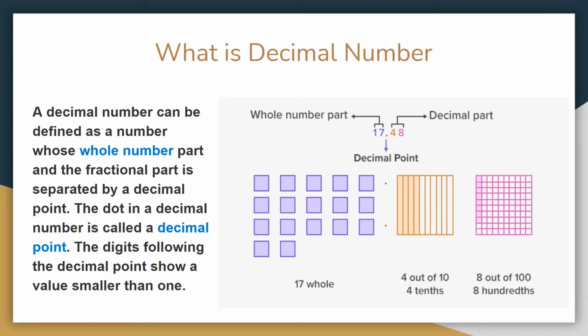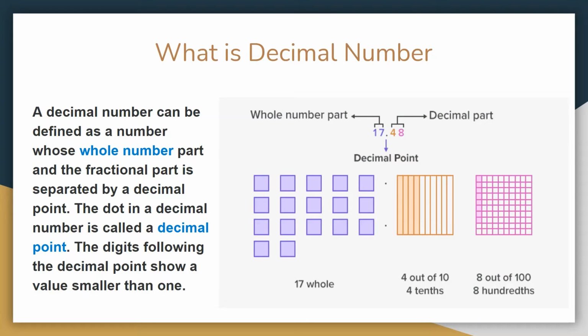A decimal number can be defined as a number whose whole part and fractional part are separated by a decimal point. That means it's a number that can be separated by a decimal point. In this example you will see 17.48. Here the whole part is 17 and the decimal part is 48.